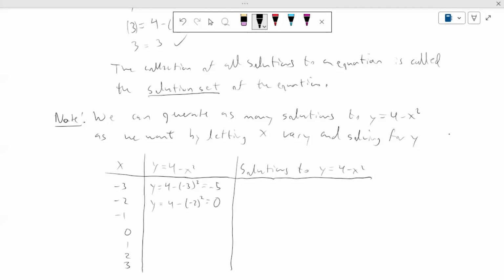Okay. Now we'll try -1. So we have 4 minus (-1) squared, so that's 4 minus 1, which is 3. Now we'll try plugging in 0, so we get 4 minus 0 squared, which is 4. We'll just keep on going here. y equals 4 minus 1 squared, which is 3. y equals 4 minus 2 squared, which is going to be 0. And then y equals, I don't know why I smushed all this over here. Let's spread it out a little bit.